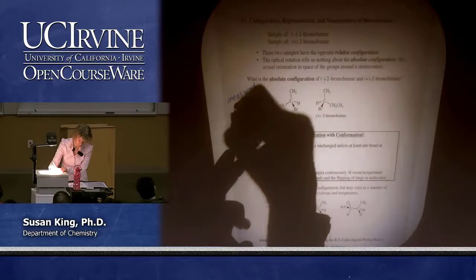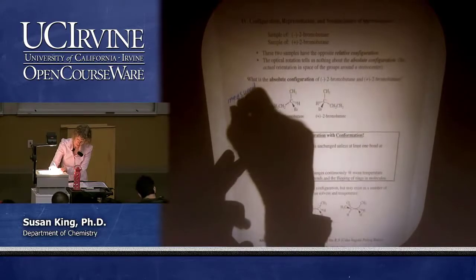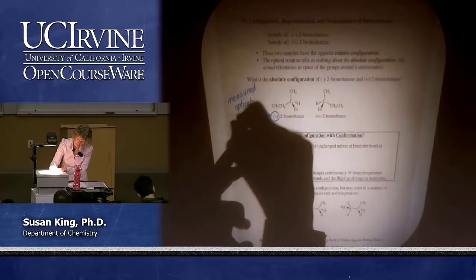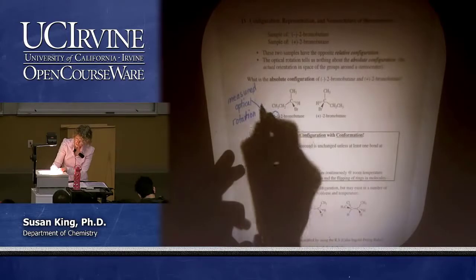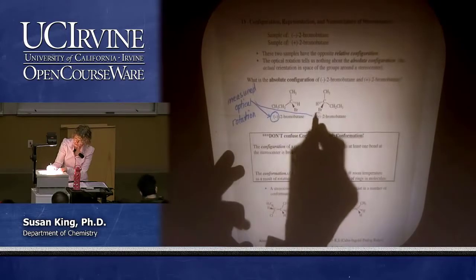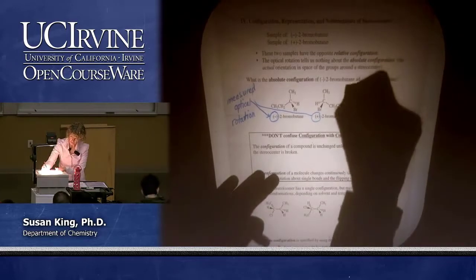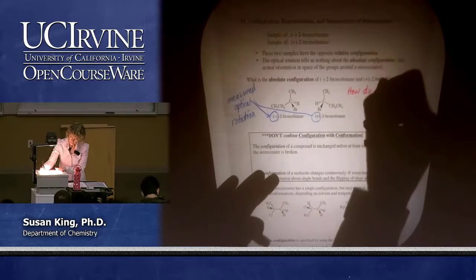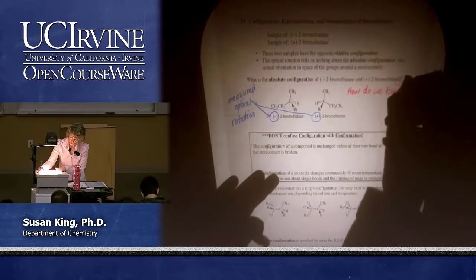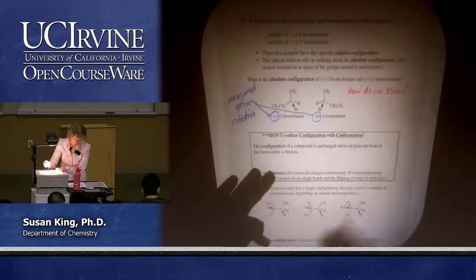The measured optical rotation is minus. It does not tell us anything about the structure. So that's a measured optical rotation, and this is measured. How do we know the absolute configuration? Pretty tricky. There are different ways to figure this out.